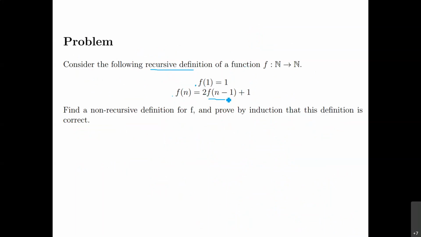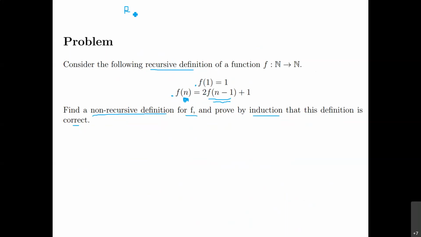Why is it recursive? Because it's related to its previous part. The element you're trying to calculate right now is related to its previous element. Kind of like a sequence. But they don't want that. They're saying find a non-recursive definition for f and prove by induction that this definition is correct. So actually, we have to give a definition for f of n that's not recursive. How can we do that? Well, let's try some n's.